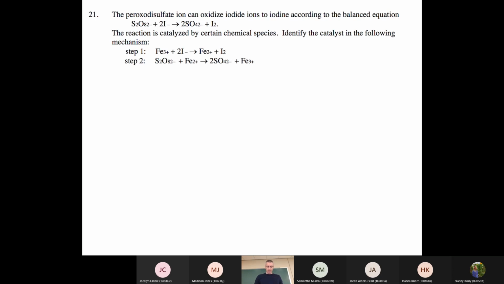So here we see Fe3+ reacting with 2 I minus. The catalyst is sort of the opposite of an intermediate. It's present in an early step and gets consumed, but then gets regenerated in a later step. The answer is going to be Fe3+. It's consumed in the first step, does not appear in the balanced overall equation, and it's regenerated in a later step.